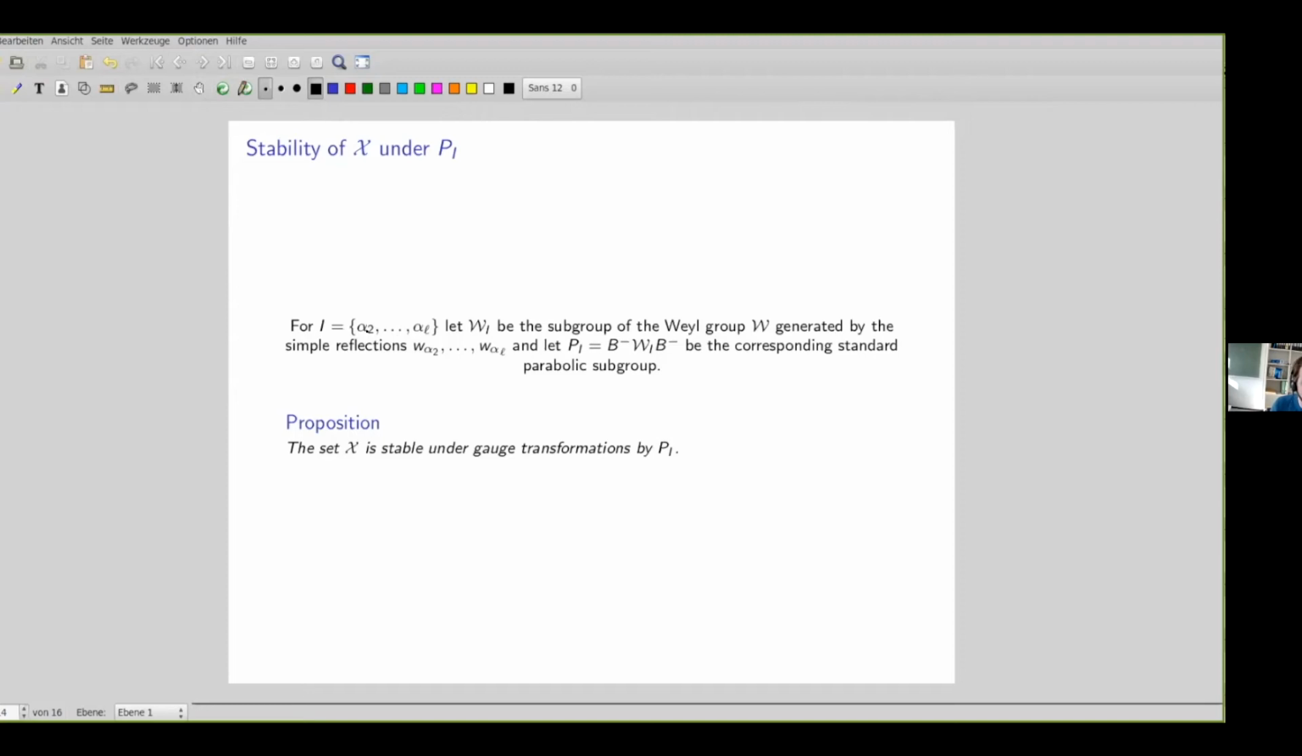Let I be the set of simple roots alpha 2 up to alpha L, and W_I the subgroup of the Weyl group of G generated by the corresponding simple reflections. And we consider now the standard parabolic subgroup with respect to I. Then we can show, using the geometrical structure of the group, meaning the Bruhat decomposition, and the definition of our algorithm, that mathcal X is stable under gauge transformations by this subgroup. Okay, that's good.